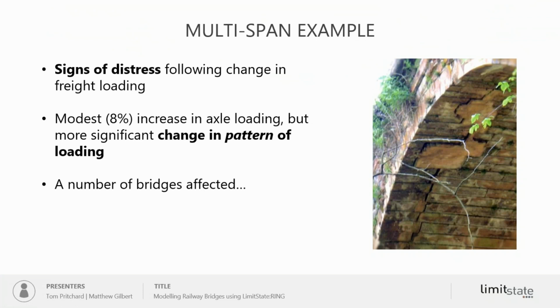What was observed following the change of that freight loading was quite serious and widespread signs of distress. So the axle loadings did increase, but it was pretty marginal. It was less than 10%. What is more significant, we think, is the change of the pattern of loading. And in terms of symptoms, for example, cracking between the arch barrel and the spandrel walls, loose masonry, so lots of warning signs that actually something is amiss, and that change of pattern of loading is effectively having an adverse effect on the lifespan of these structures.